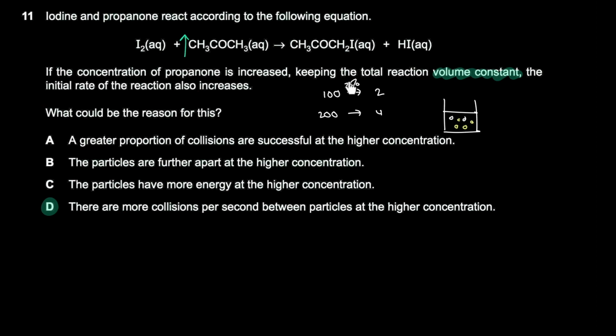The proportion of collisions that are successful is still 2%. The same fraction of collisions are successful. But because we have more collisions, the rate increases. If you want a greater proportion of successful collisions, you can either add a catalyst that will lower the activation energy, or we can increase the temperature. That will mean that the average energy of the particles is greater. In that case, a greater proportion of collisions would be successful.